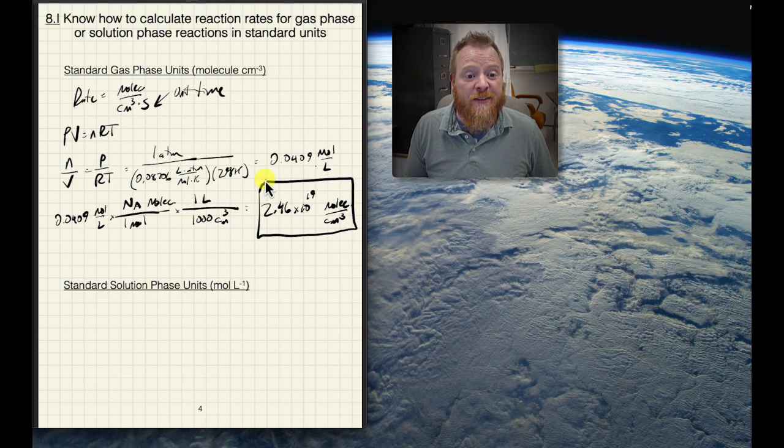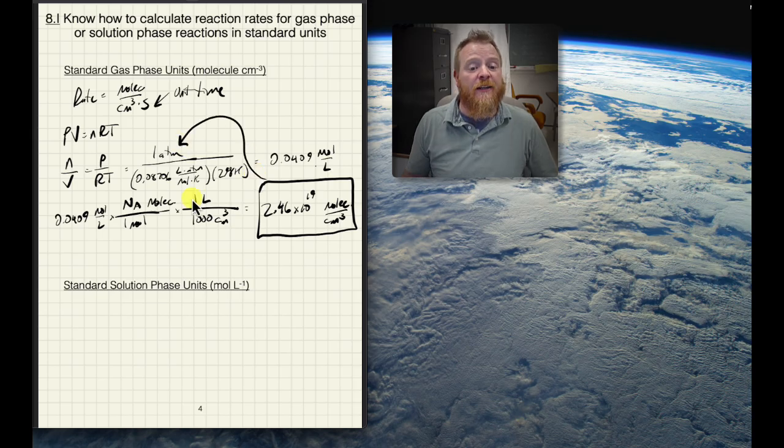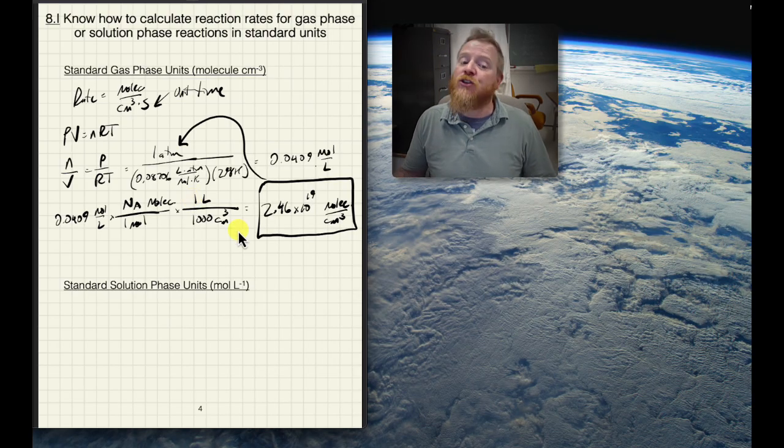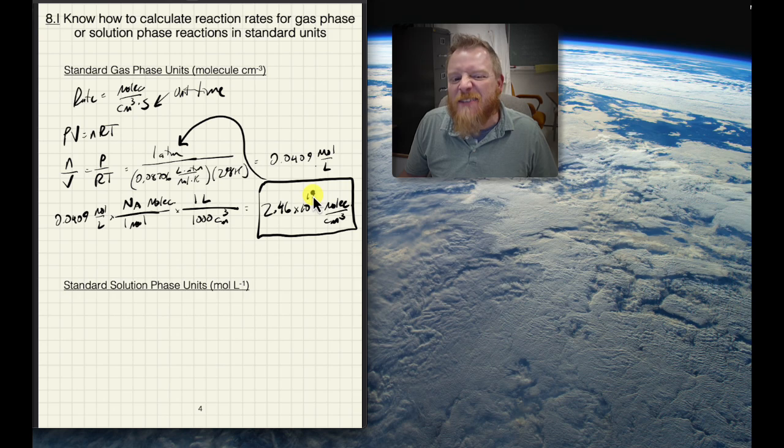Well, that is our molecular density at 1 atmosphere. So by saying 1 atmosphere, it's the same thing as saying 2.46 times 10 to the 19 molecules per cubic centimeter. And that's convenient because if we adjust the pressure in powers of 10, all we have to do is adjust this number in powers of 10. So it's convenient to have it in that unit.